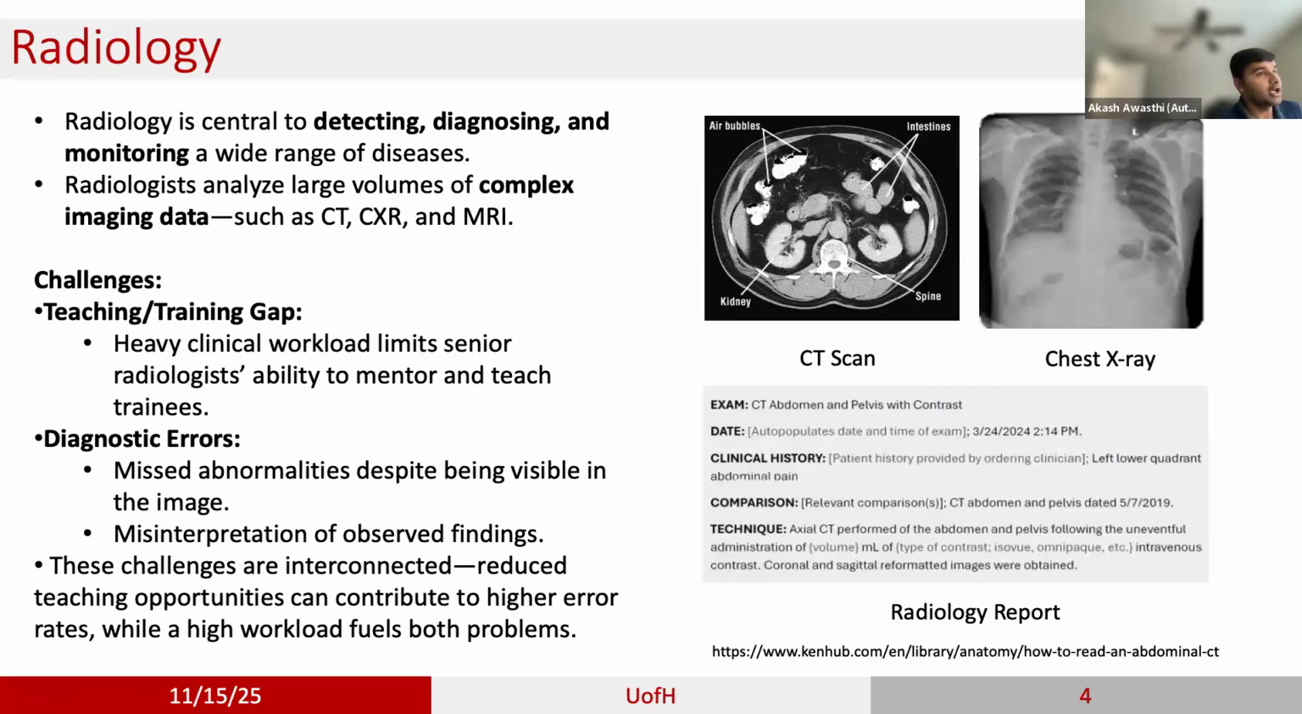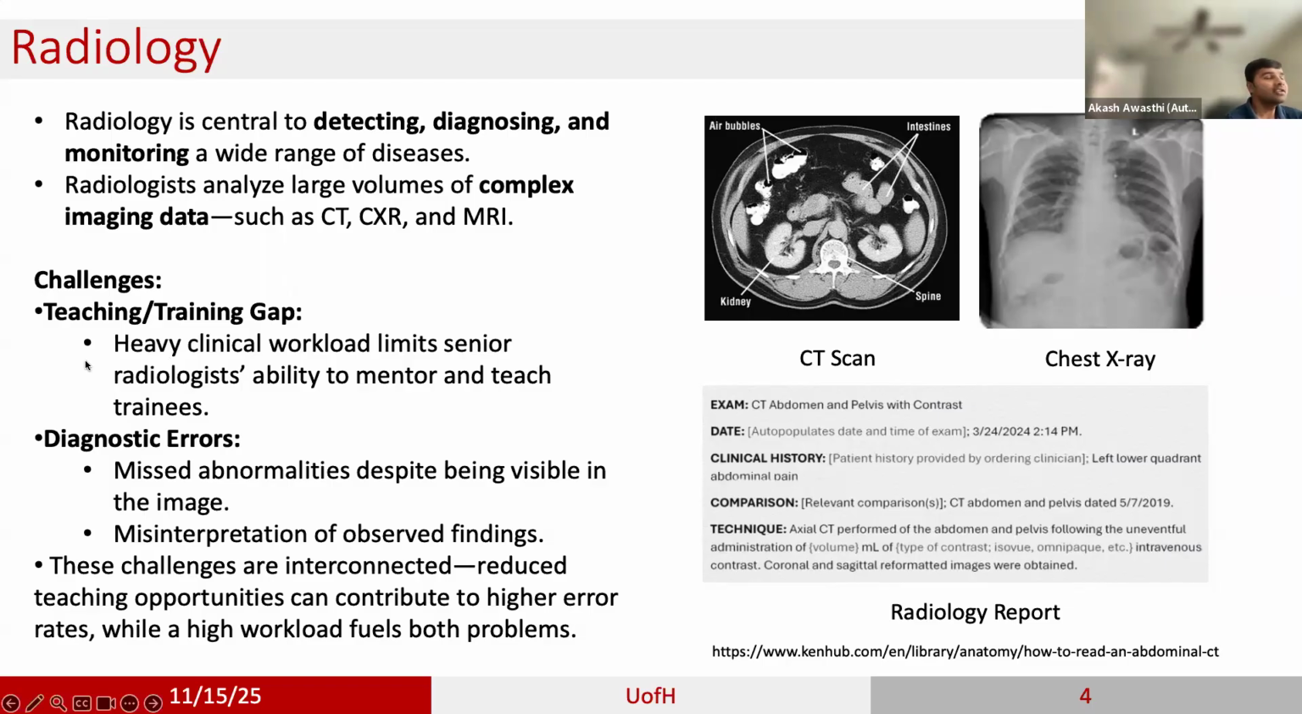So a quick look at radiology. Let's talk about what radiology is, specifically detecting, diagnosing, and monitoring of disease. Radiologists usually deal with CT scans, chest X-rays, MRIs, and radiology reports. In the current presentation, I will be focusing on chest X-rays. We plan to extend it to further modalities, but most of the work is around chest X-rays.